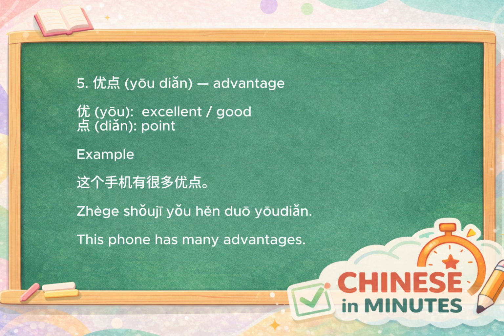The fifth word is 优点. This means advantage or strength. It is made up of 优, meaning excellent or good, and 点, meaning point. Literally, it means good point, and in real usage, it refers to positive qualities. For example, 这个手机有很多优点 means this phone has many advantages. Native speakers use this very often when comparing or evaluating things.